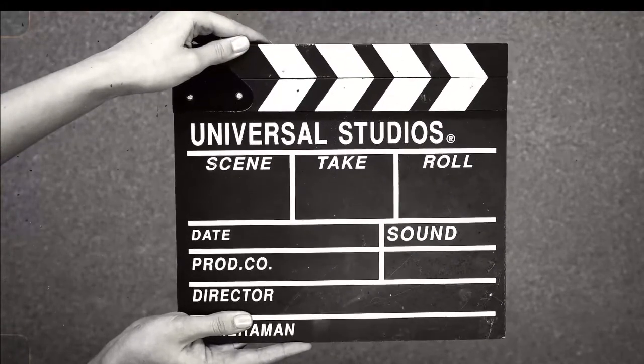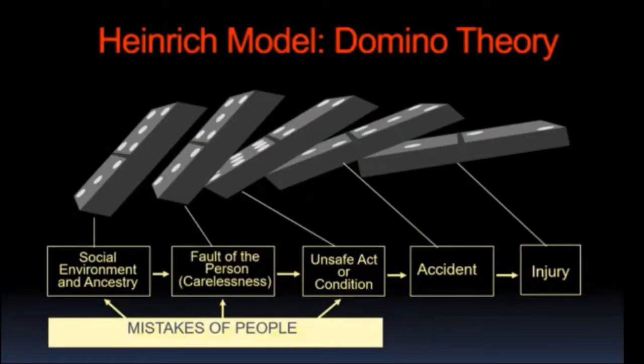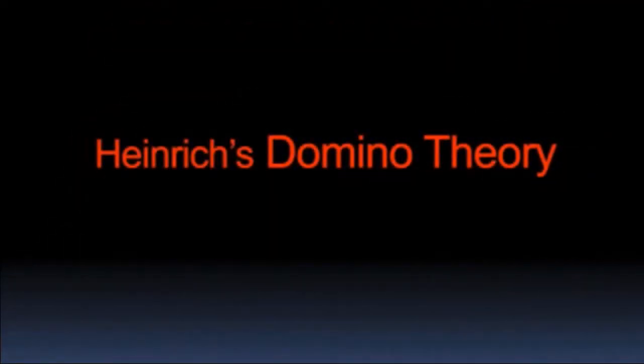Moving on, let's proceed to some theories that discuss accident causation. We have here the Heinrich model, also known as the domino effect. For the domino effect, we have the social environment and ancestry, fault of the person, and unsafe act or condition as the mistakes of people that will result in accidents that cause injuries, fatalities, or destruction of properties and equipment.